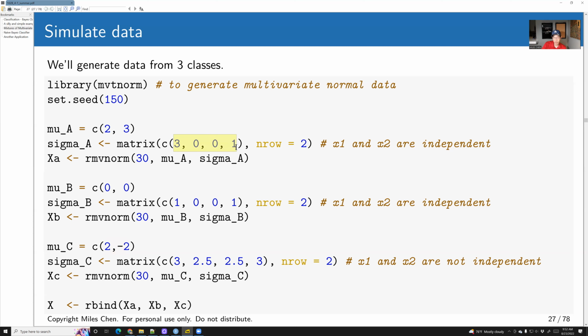The variance matrix for A is we have 3 and 1 in the diagonals and zeros in the off diagonals. So those x1 and x2 within class A are independent. Similarly, for class B, it's the identity matrix. You've got 1 and 1 in the diagonals and 0 and 0 in the off diagonals. Whereas for class C, we have 3 and 3 in the diagonal and 2.5 in the off diagonal. So there is some covariance here.